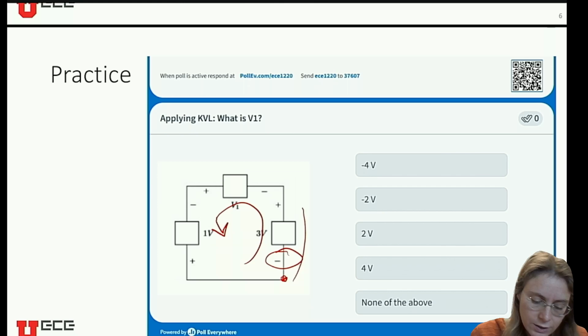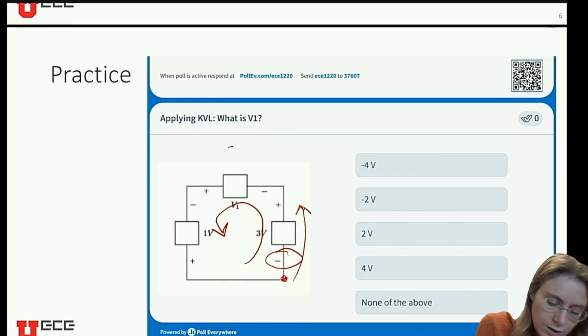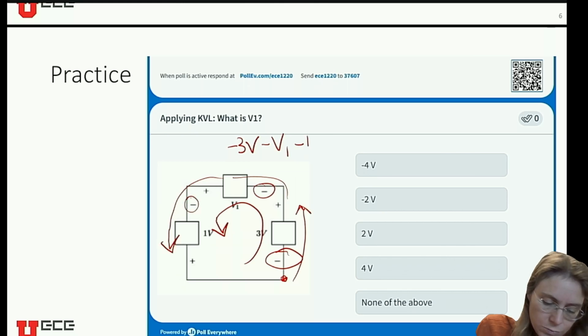So first, I have minus 3 volts. Then coming over here, I have minus V1. And coming over here, I have minus again, minus 1 volt. All that better sum to 0. So I'll move V1 to the other side of the equation. So I get negative 3 minus 1 equals V1. So V1 is equal to negative 4.